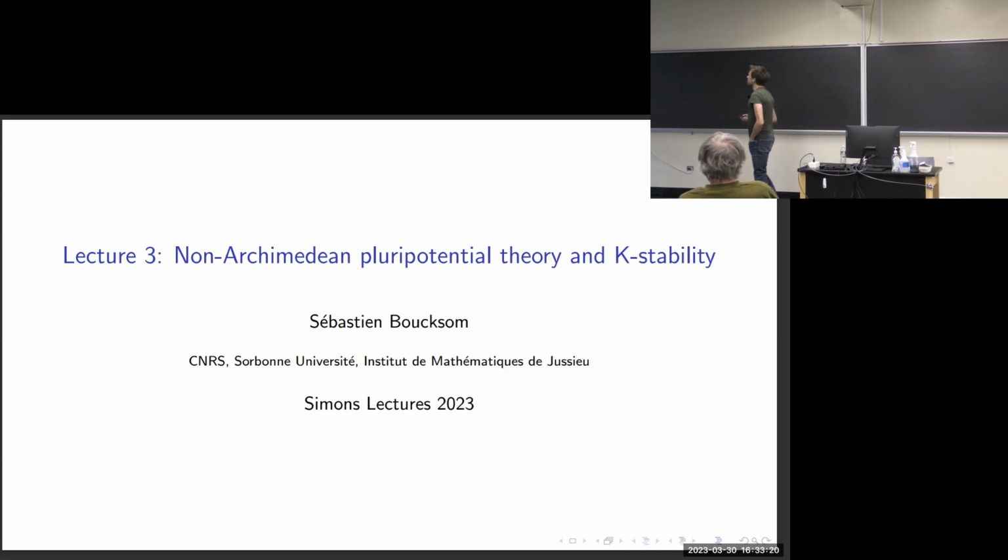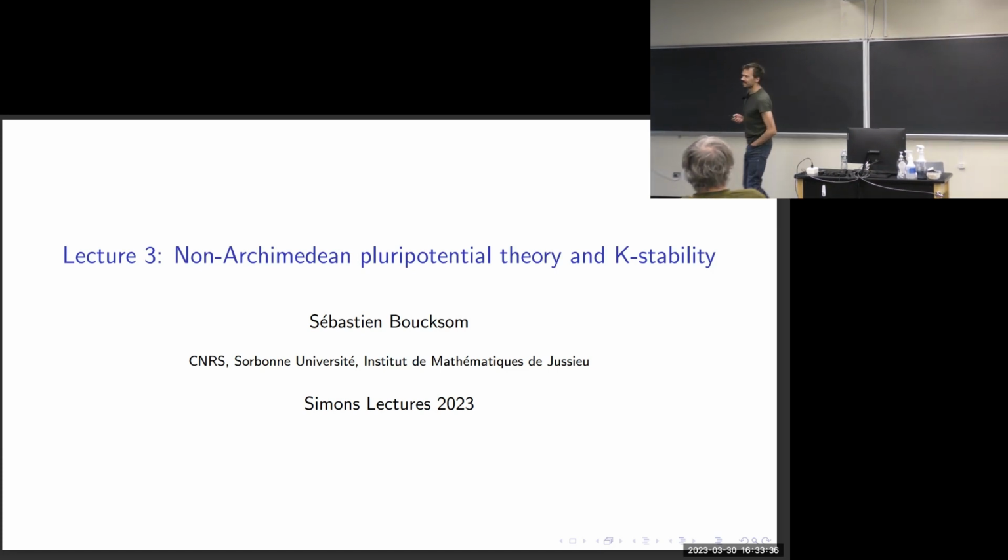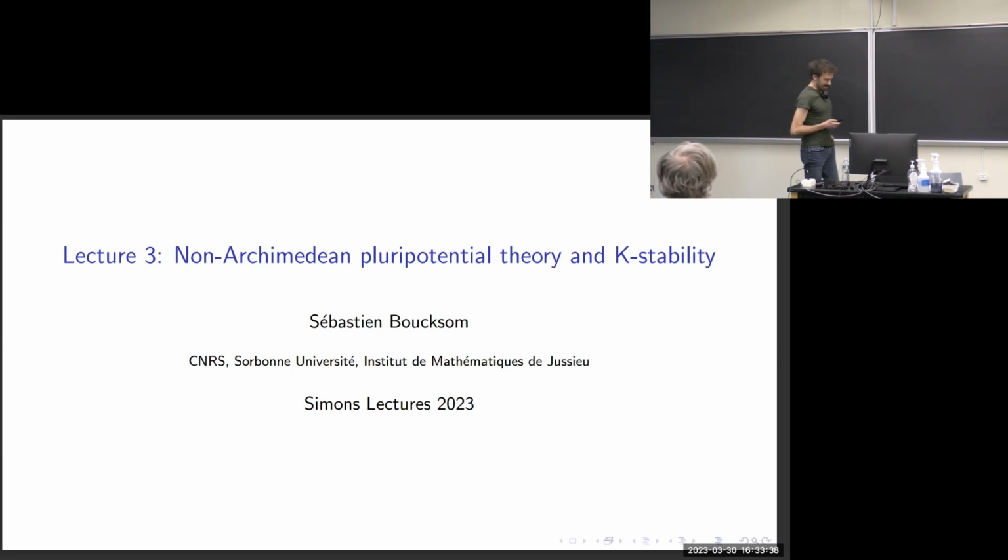Okay, so we continue our journey towards some version of the YTD conjecture. So the goal today is to explain a result obtained by Chile not so long ago, maybe already 2 years ago, maybe time is flying. And that's based on a non-Archimedean analog of pluripotential theory on Berkovich spaces that we developed together with Charles Favre and Matthias Jonsson, and that provides an interpretation of the algebraic geometric condition of K stability.